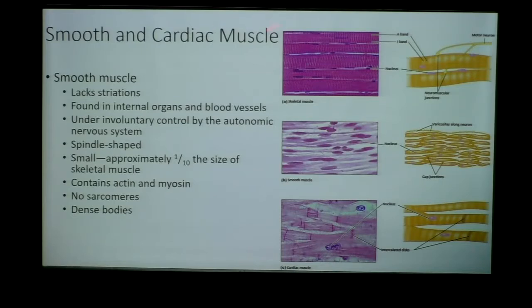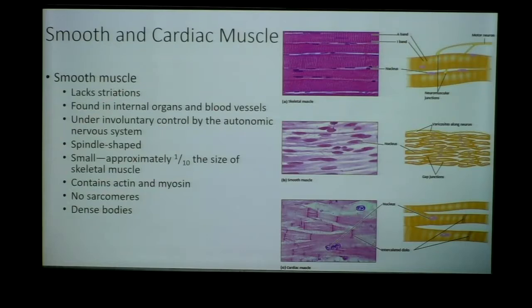They're found in our internal organs, liver, stomach, not the heart, because that is going to be cardiac muscle, but in our blood vessels, our uterus, the bladder, things like that, okay? They're going to be under involuntary control, which we know, right? Smooth muscle is one of those tissues innervated by the autonomic nervous system. And they're also going to be different in their shape.